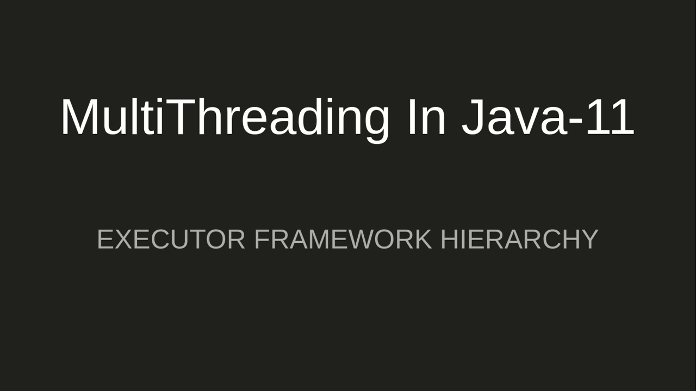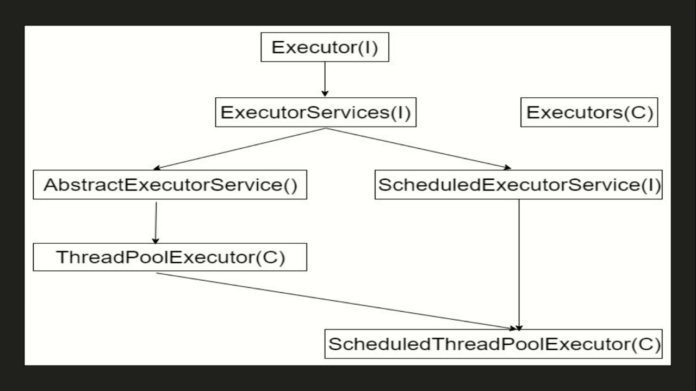So let us start. This is the hierarchy of the executor framework. As you can see, at the very top, this Executor interface is there. Don't get too bothered about the internal details, like the different methods and functionalities provided by these classes. I will cover each of these interfaces and classes in separate videos in detail. In this video lecture, I just want you to know about the hierarchy of the executor framework.